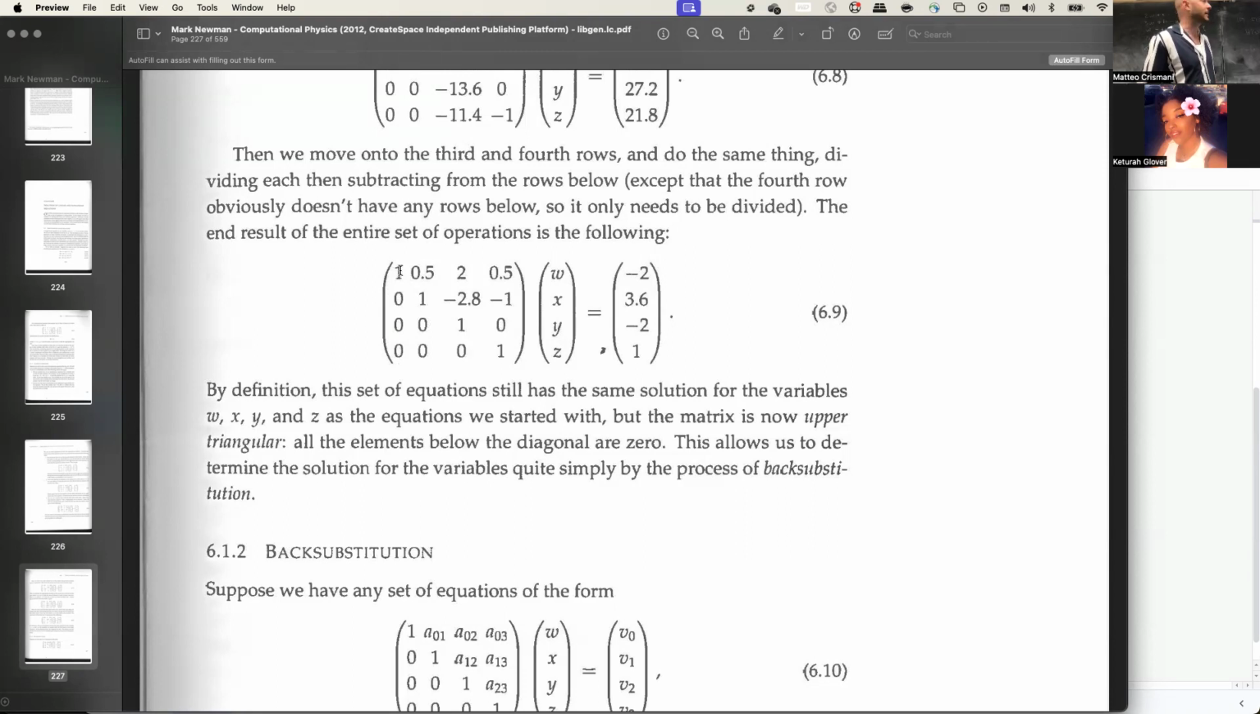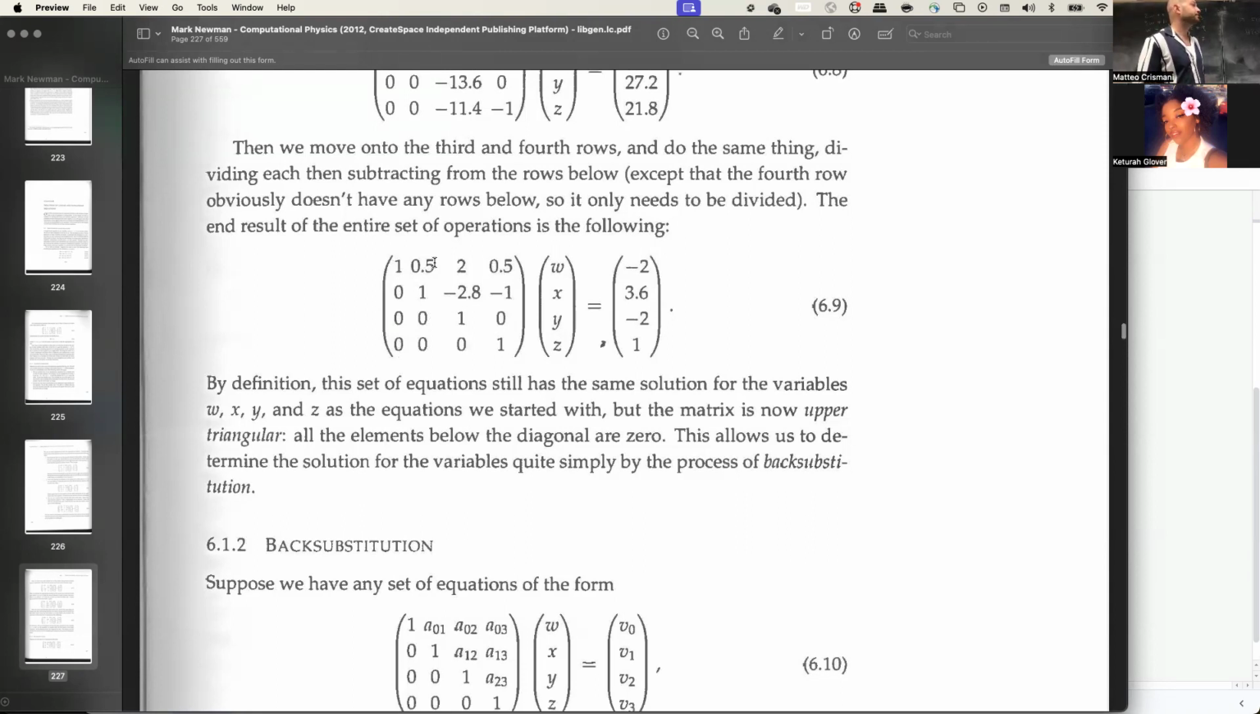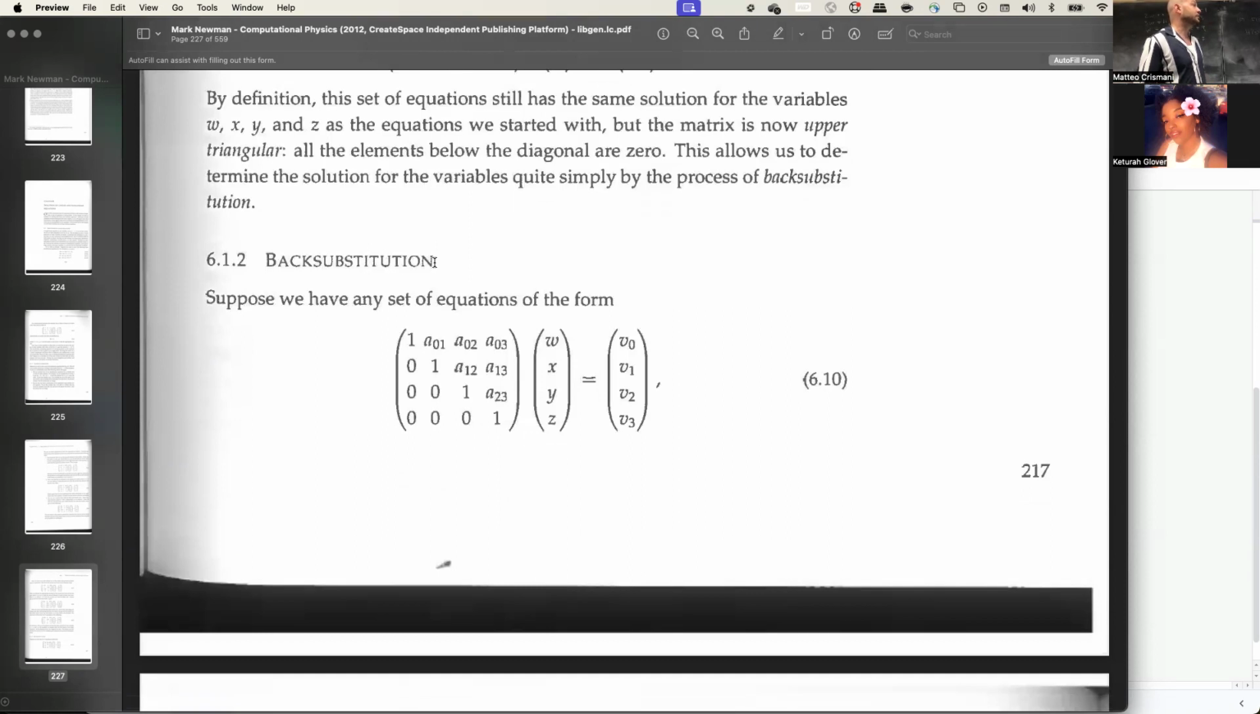Lower triangular. Good. And what's this top thing called? Good. Now we're experts at linear algebra. Okay, so let's do back substitution.